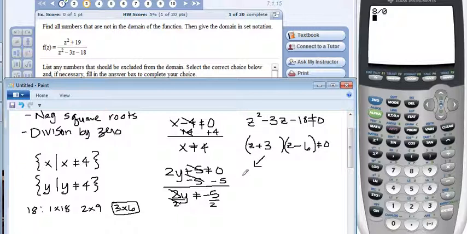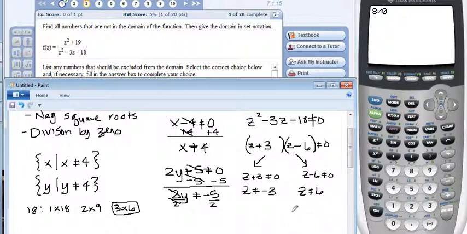Now I can say either this cannot be 0 or this cannot be 0. So again, I'm solving for the variable. So z cannot be negative 3. I would subtract my 3 across, or here I would add my 6 across. And z can't be 6. So those are my two restrictions. If I put these into this expression, I get exactly 0 out of them.